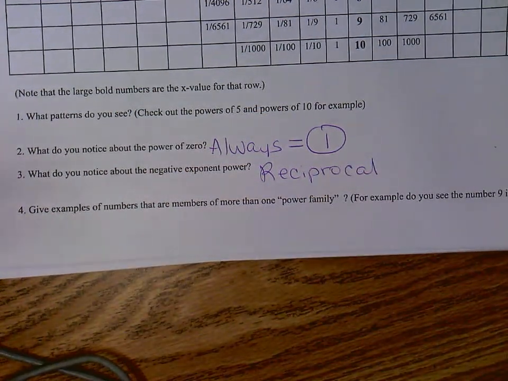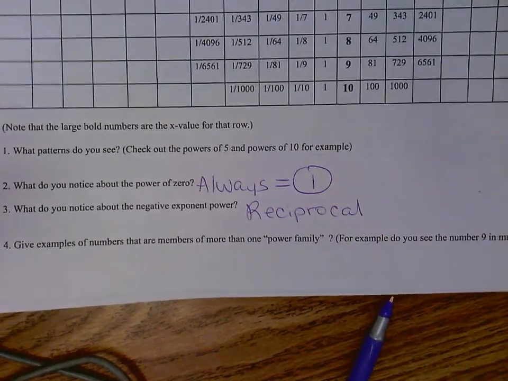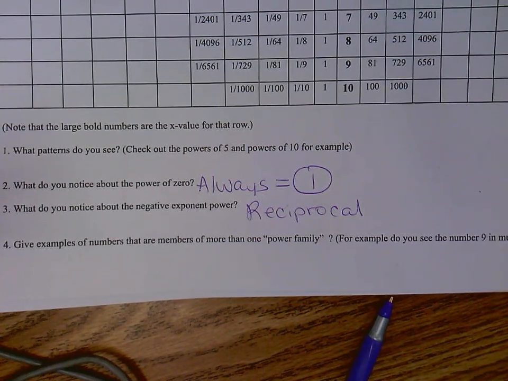Reciprocal. So if I go over here in the powers of 9, 81 and 1 over 81, 729 and 1 over 729. What do you have to see? It's the word reciprocal? Yes. Reciprocal just means flip it over, make it a fraction, so it's 1 over the number.